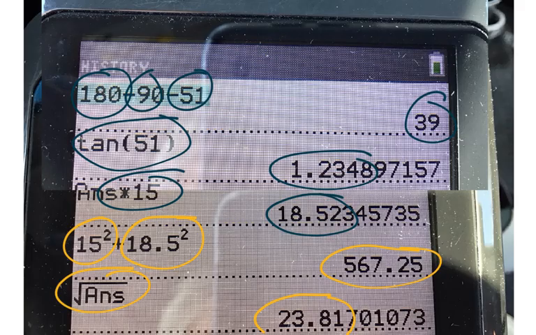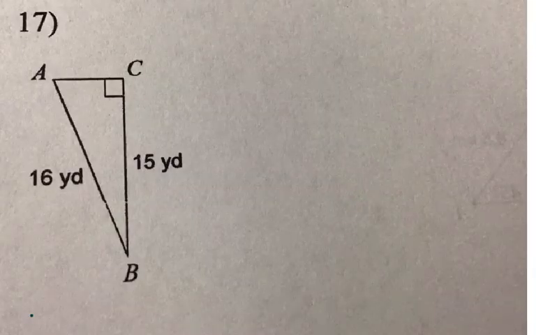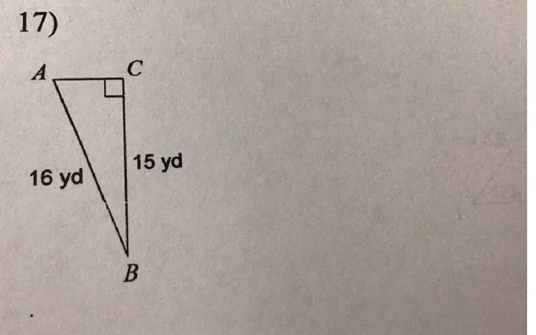Okay, let's try the next one. 17. Ooh, we don't know the angle, so this time we have to start with SOHCAHTOA to find an angle. But why don't we find this missing side first? I know that x squared plus 15 squared has to equal 16 squared, right?